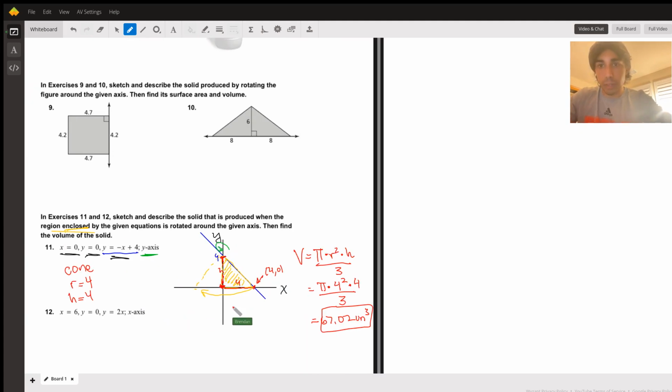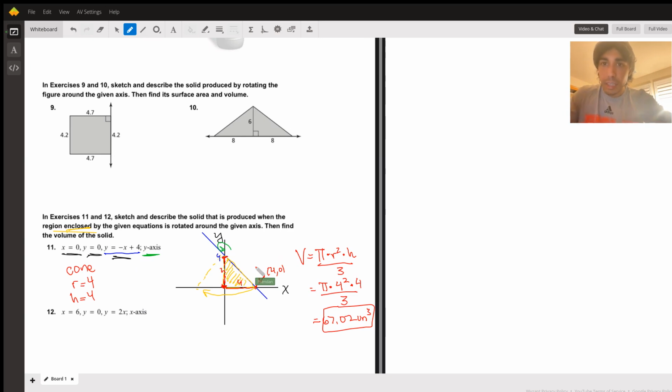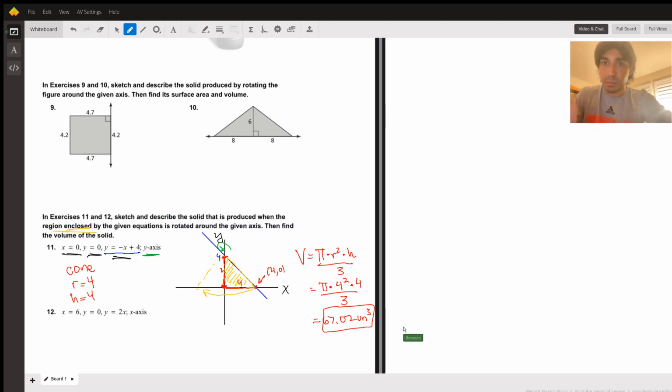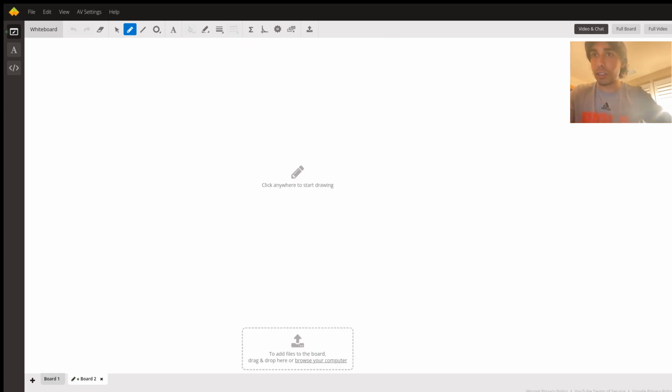All right, one more down here. So we've got x equals 6, y equals 0, and y equals 2x. And it's rotating around the x-axis. All right, so let's see what we've got. You know what? I'm going to make a new page for this because the way this is, I've got no room down at the bottom. So we're going to try this over here. All right.